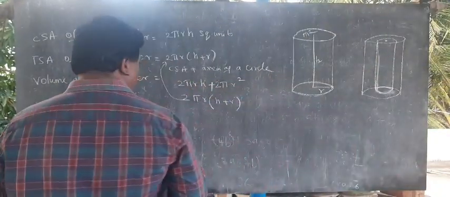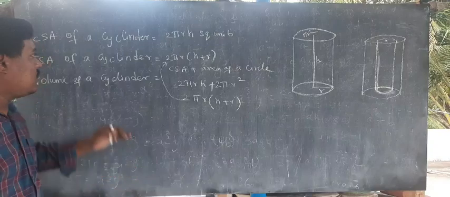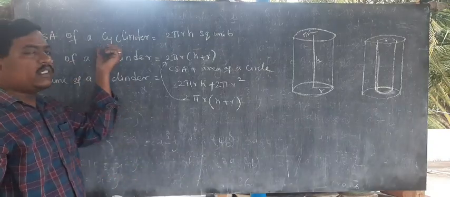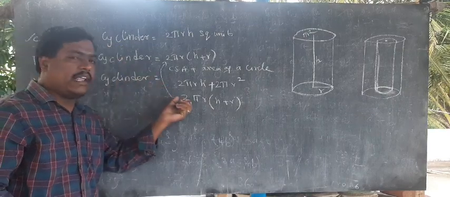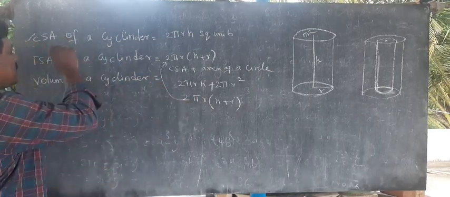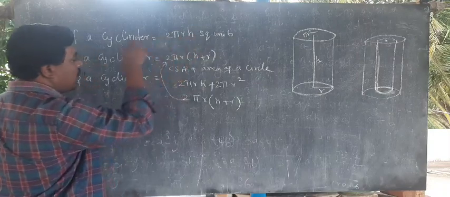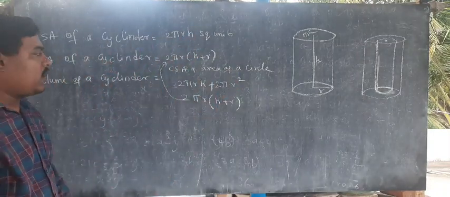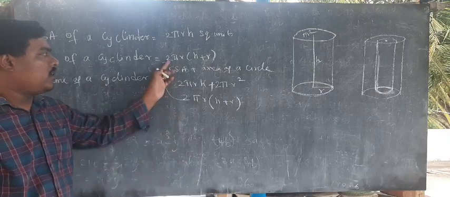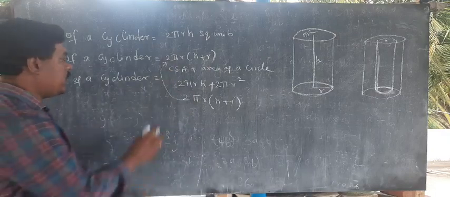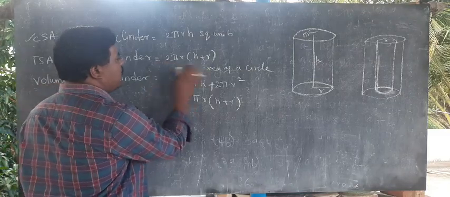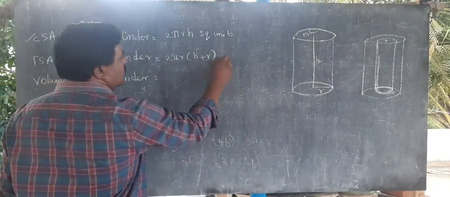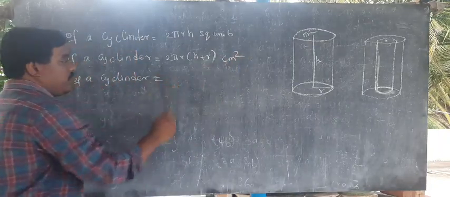So how do we recall the formula? Using the CSA of the cylinder you will recall the TSA of a cylinder. How? CSA of the cylinder is 2 pi r h. TSA means CSA plus area of a circle. Like that we recall it, and it will help us write the formula, right? So the formula is 2 pi r (h plus r). This is the TSA of a cylinder, in centimeter square or square units.